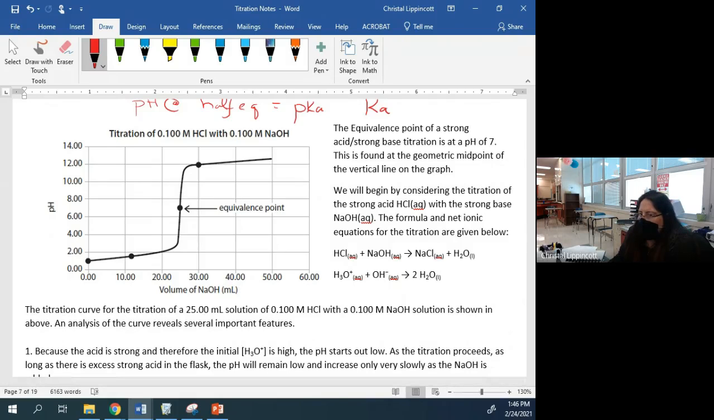All right, so keep working in your packets. If you want, you can try to do the next couple problems on here, like at the equivalence point, and then the fourth one, but don't try to start the weak acid strong base yet.